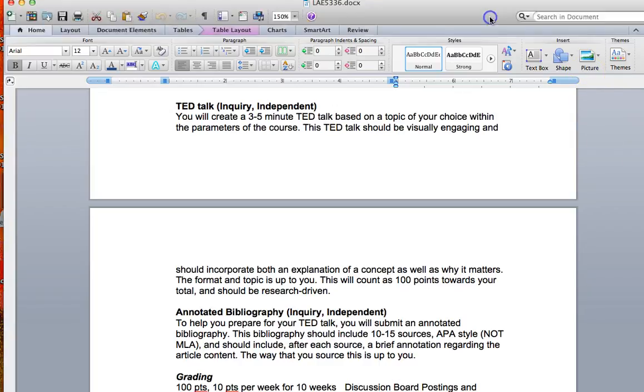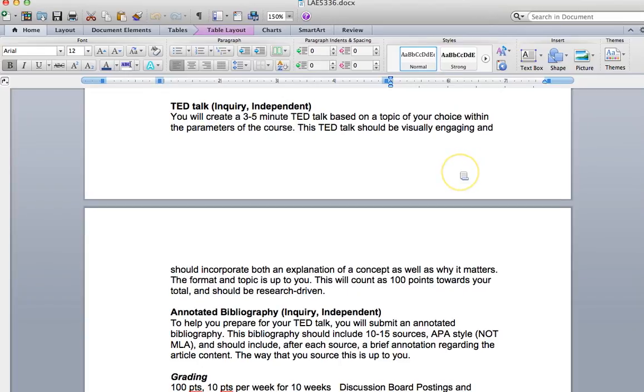Notice that this is the LAE 5336 syllabus, and I have it pulled up. You are going to go by the same schedule, so lecture 1 does apply to you. The one thing that I wanted to point out are the two things that you're going to do. So you're going to take a lead role in a couple of these weeks.